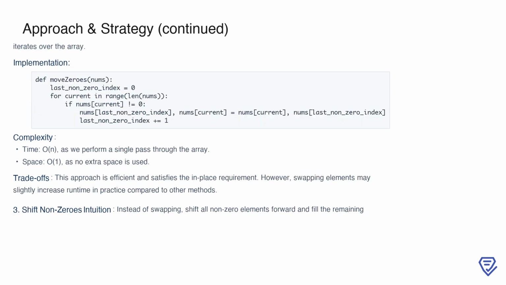Now, let's explore a more efficient solution using the two-pointers approach. The intuition here is to use two pointers to traverse the array in a single pass. One pointer, called last_non_0_index, tracks the position where the next non-zero element should be placed, and the other pointer, current, scans through the array. Every time we encounter a non-zero element, we swap it with the value at the last_non_0_index and then increment the last_non_0_index. This ensures that all non-zero elements are moved to the front of the array while maintaining their original order.